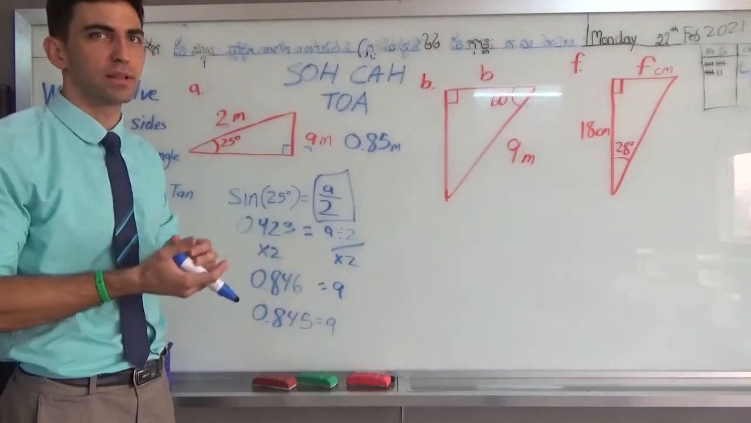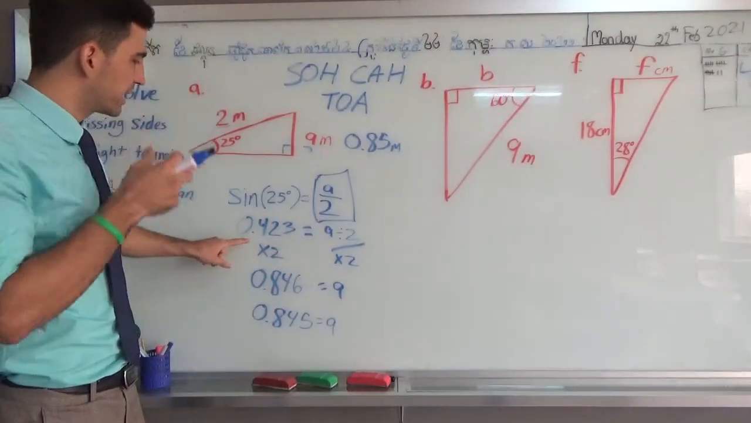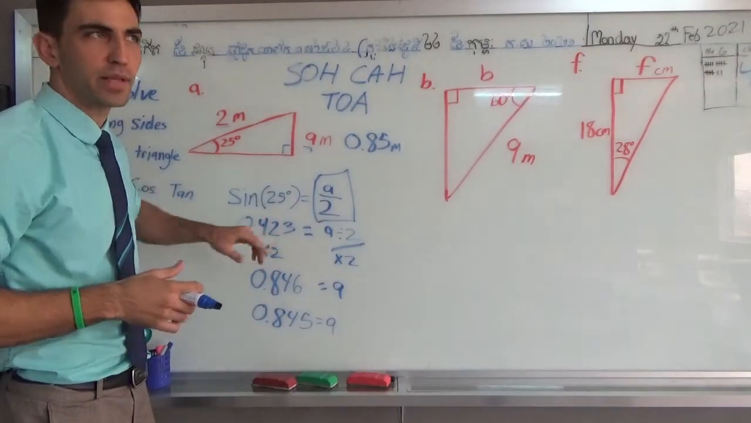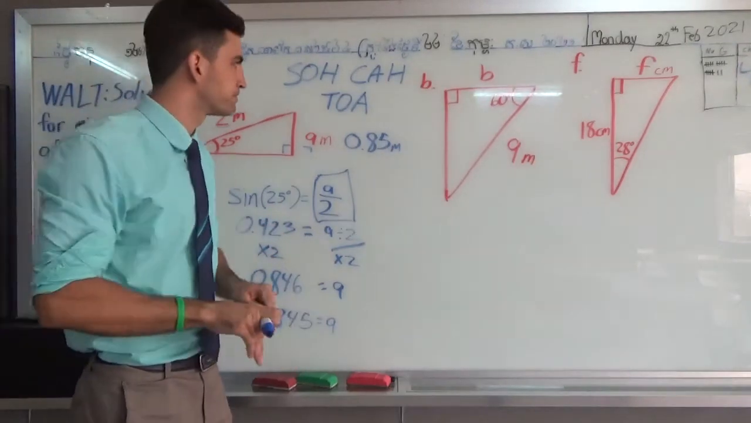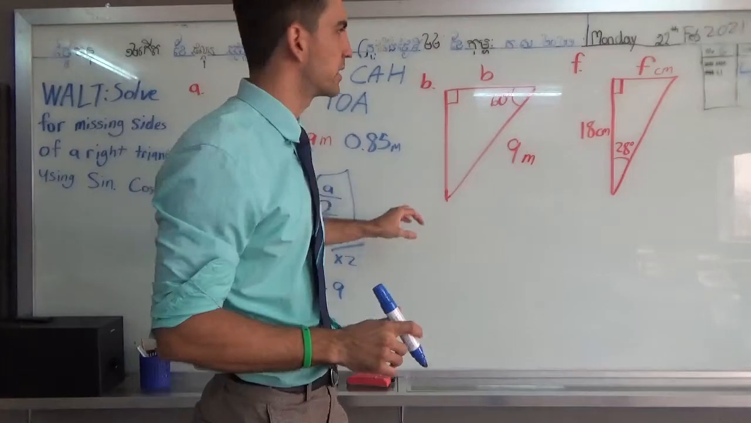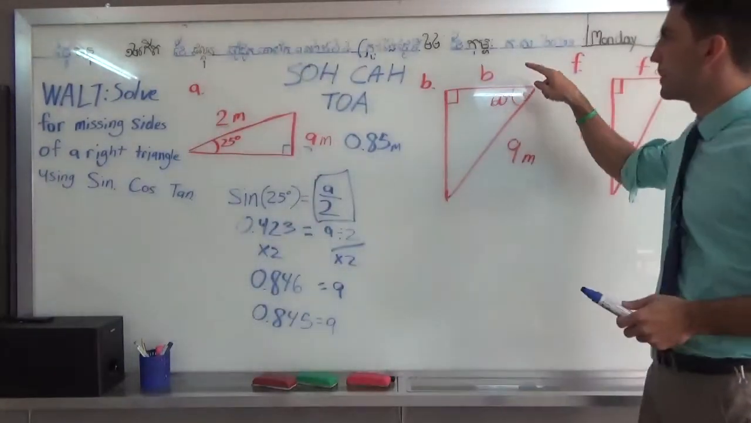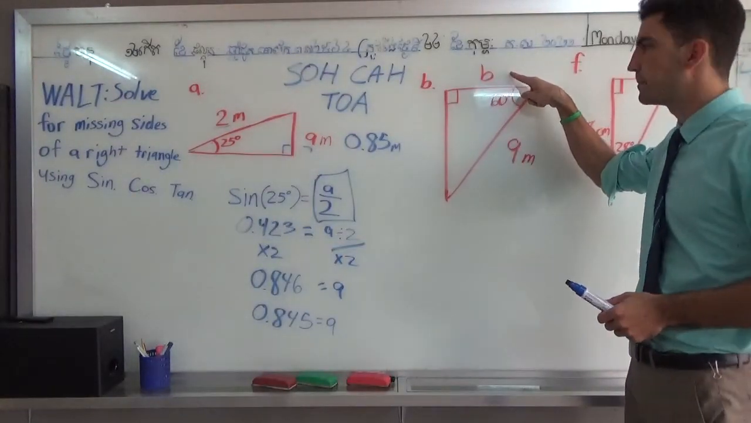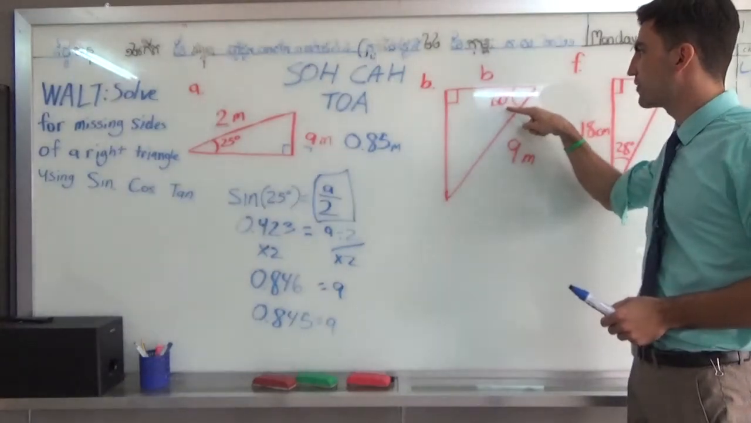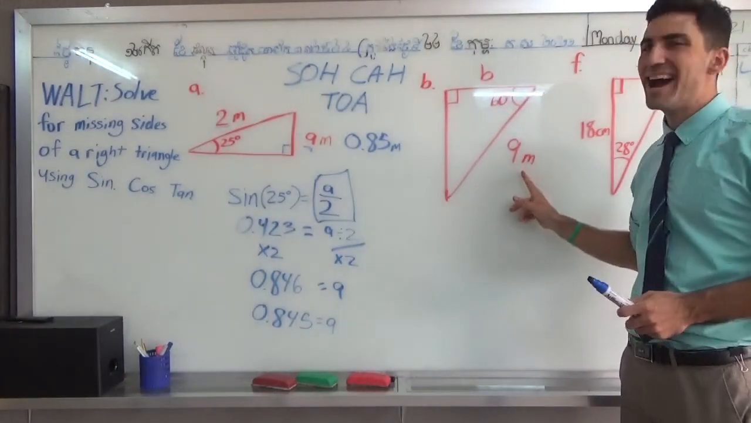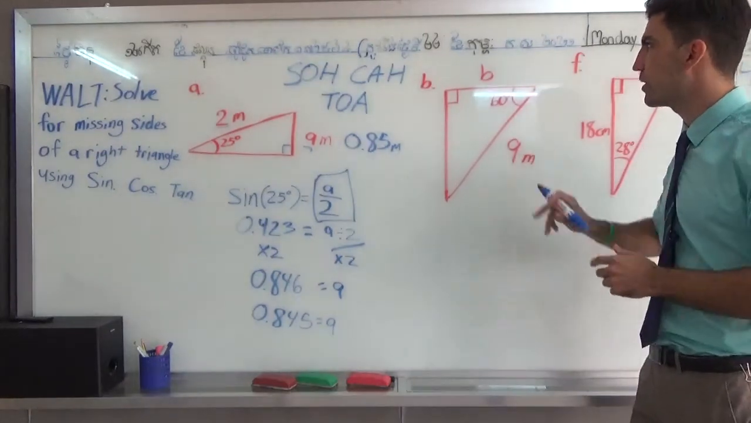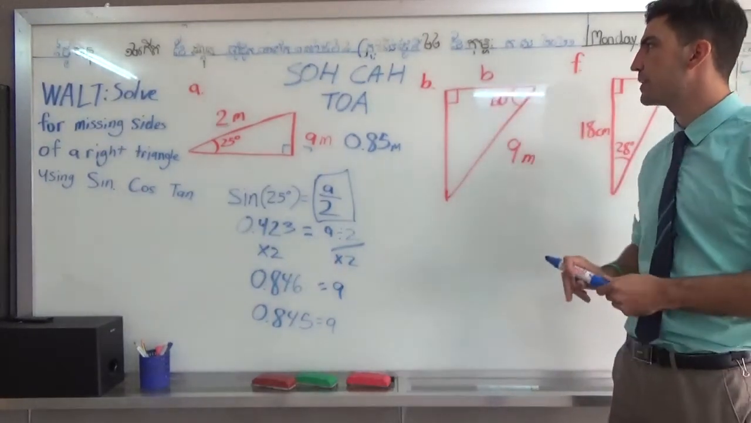It's a decimal, and we can get it down to 3 decimal places or more, but it's just a number that we can work with. So let's move on to the next one. I have B as my variable, and I have 60 degrees here, and I have 9 meters. So I want to find the number of meters up here.